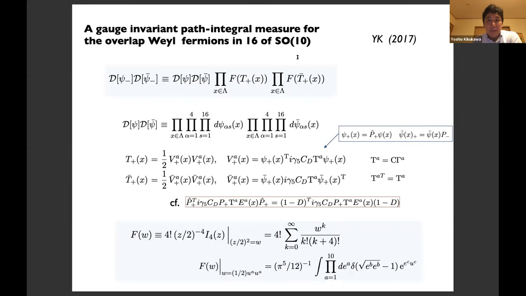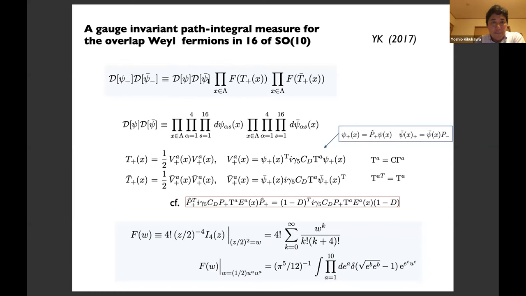Then let me discuss how to define the path integral measure in a manifestly gauge invariant manner for the overlap fermion in this case. So we define the left-handed Weyl fermion measure by the usual Dirac operator measure times a certain product of 't Hooft vertices defined for the right-handed field.